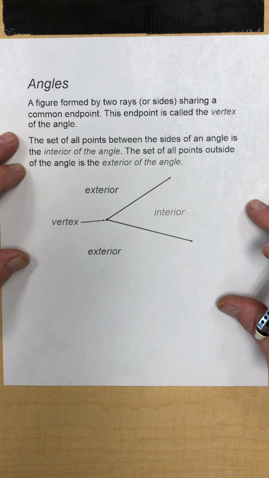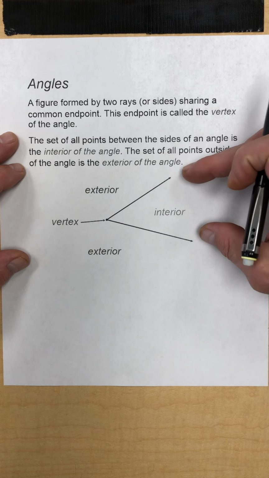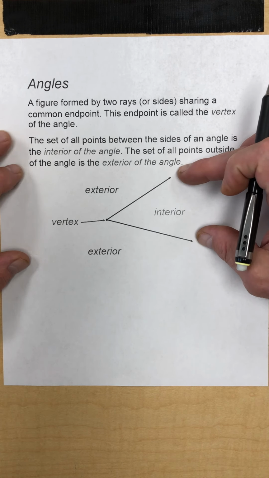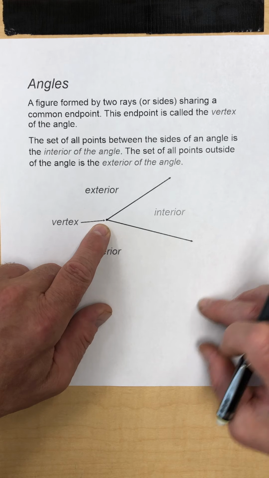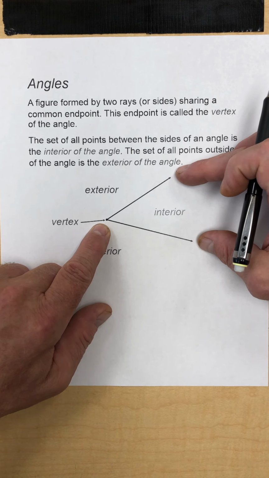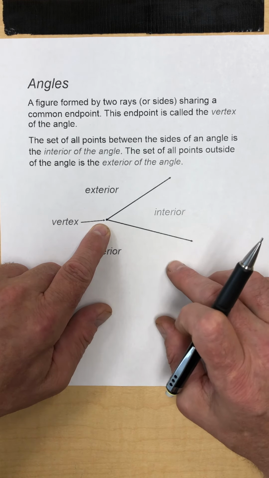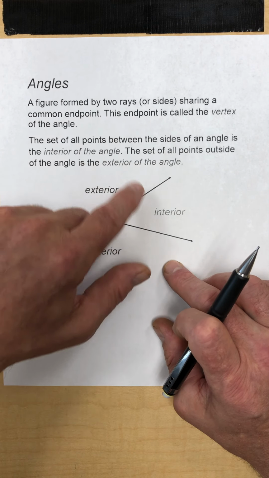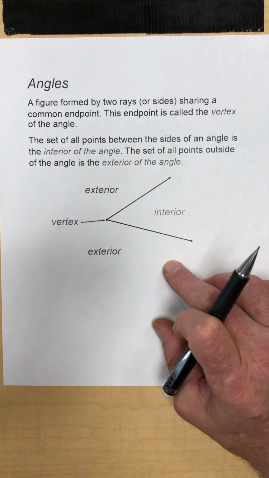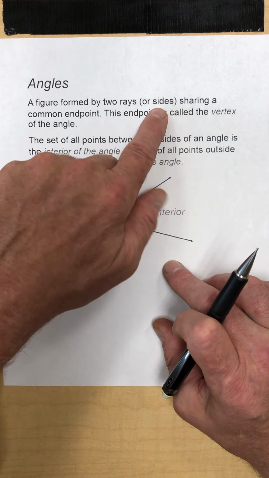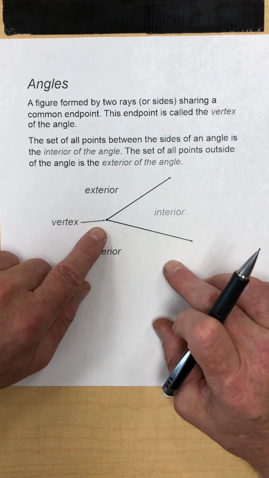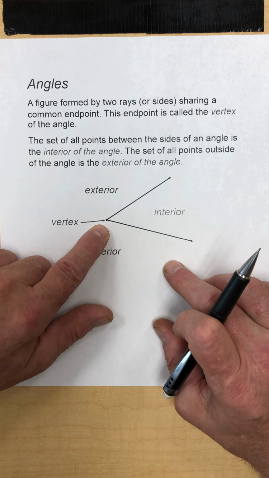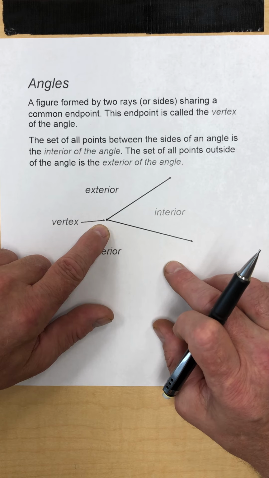Anytime we have two rays and they share an endpoint, so both rays start at the same point, it forms an angle. A lot of times, rather than calling them the rays, we call them the sides of the angle. And the vertex is the shared starting point.